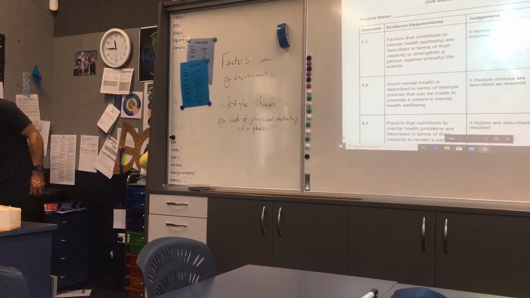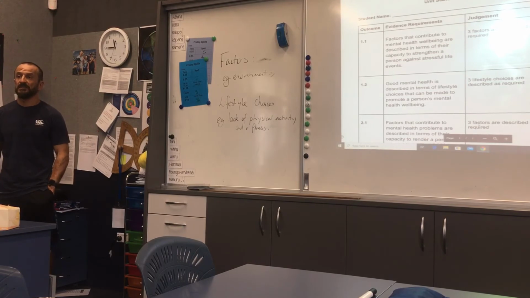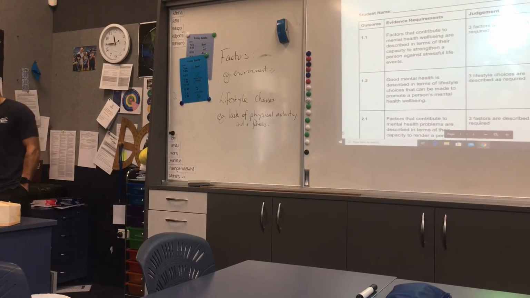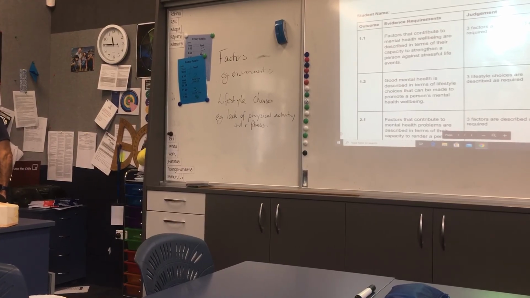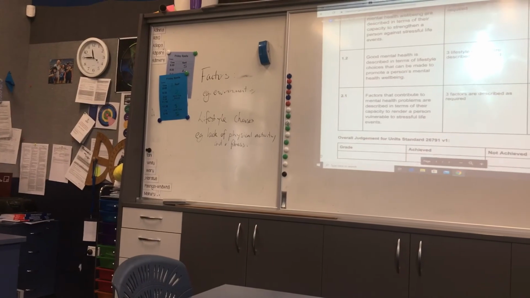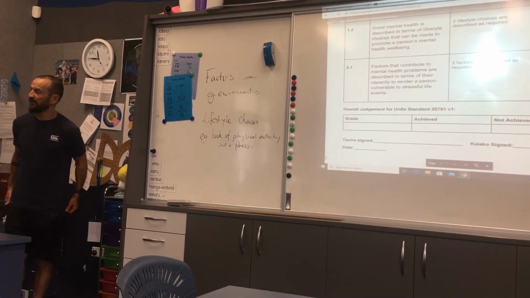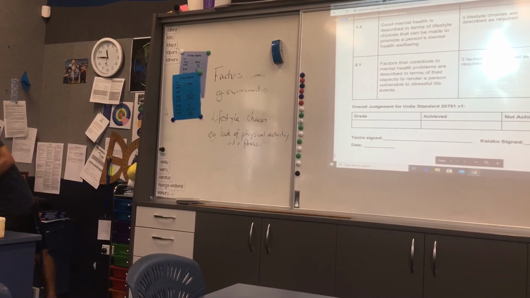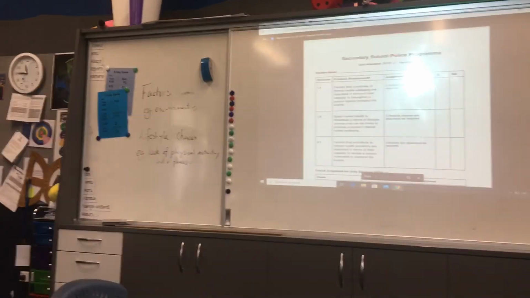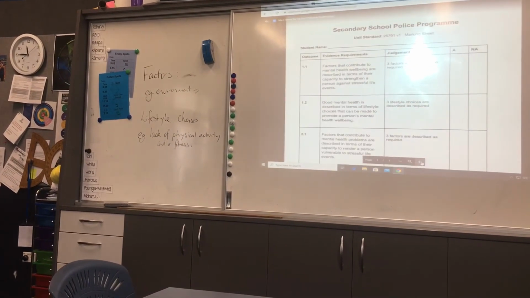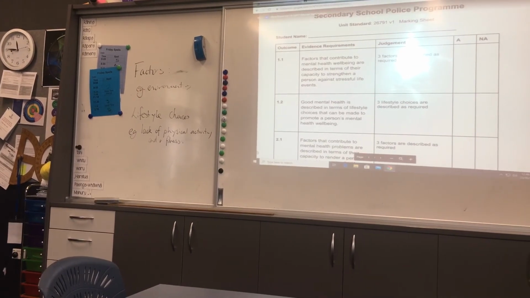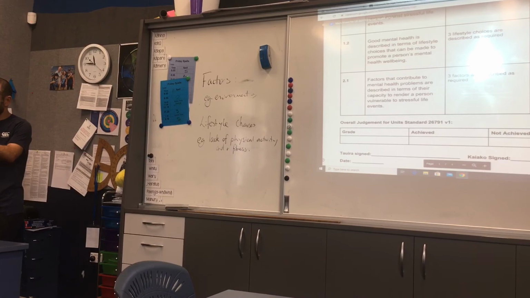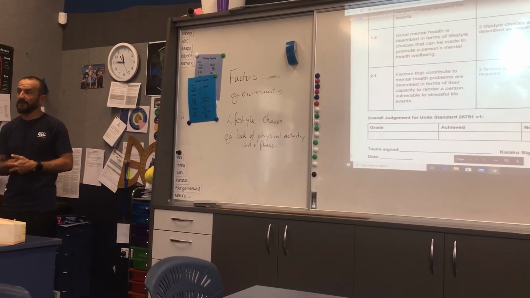Then the second one here, 1.2, is good mental health is described in terms of lifestyle choices. So what are those lifestyle choices that you can make that are going to impact on your mental health and well-being in a positive way? But also, I'll be asking in the assessment what that means for your policing career. Okay, so that's the lens that we'll be looking at it. The final one is factors that contribute to mental health problems are described in terms of their capacity to render a person vulnerable. So it's the flip side of the first one. Sorry, my bad. So what is it about these factors that can make a person vulnerable? All of the information is in Classroom, it's in that booklet in fact, so we're going to work our way through it. Okay. He pātai, any questions?